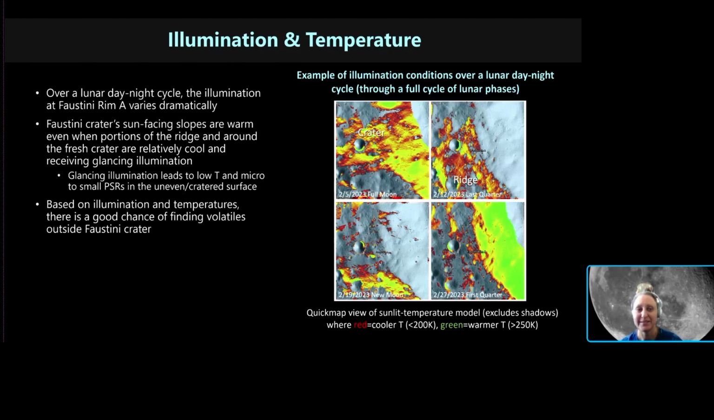So Faustini crater's slopes are sun-facing at certain times, and so of course they're very warm. But at those same times, the other areas are not really illuminated much, and so they're relatively cool. And then at other times of the lunar cycle, those other areas are more illuminated, but it's still glancing illumination, and so the surface temperatures are still relatively cool. So this is good in the sense that the lower temperatures might favor more micro to small PSRs, and there's a good chance of finding volatiles outside of Faustini crater.